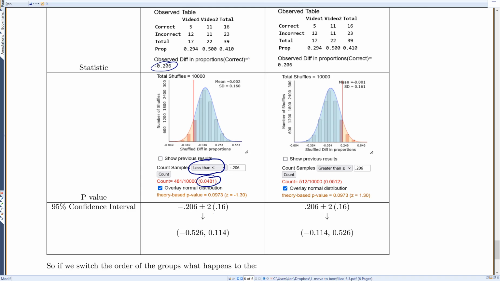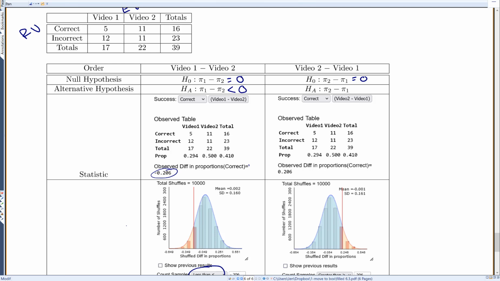And this is the confidence interval that I just found, the simulation-based confidence interval, since we said we need to use a simulation-based interval. So that's what we did, the only difference being that this was a less than. But now let's see what happens if we want to switch our order. So now we want to do video 2 minus video 1.